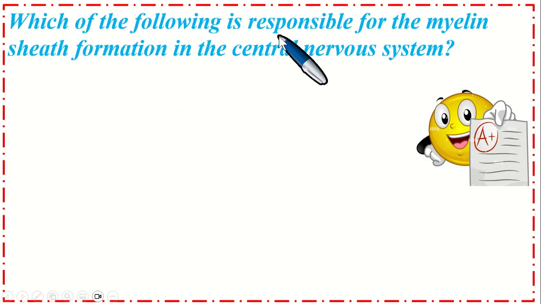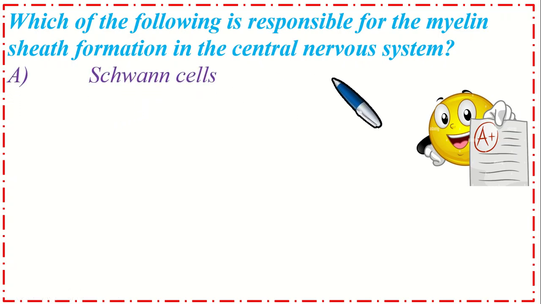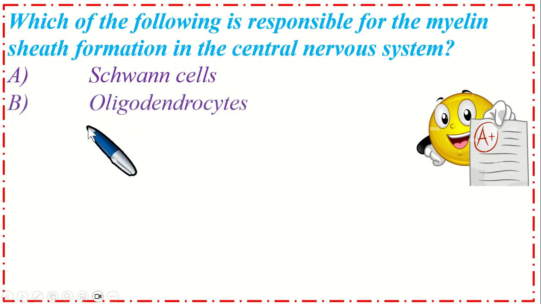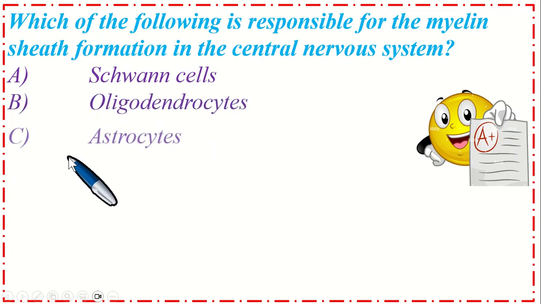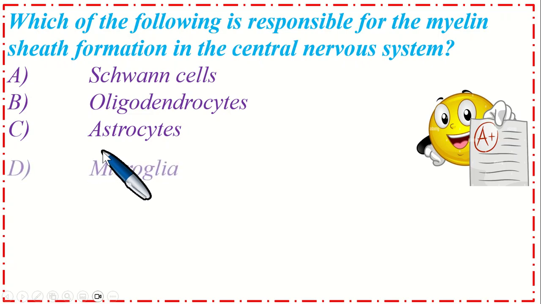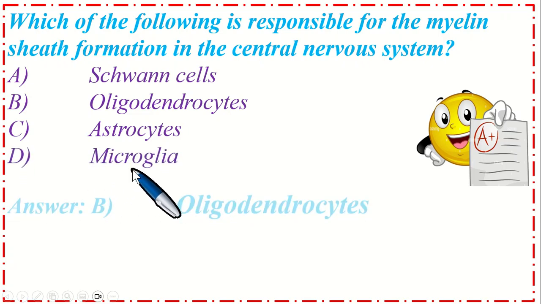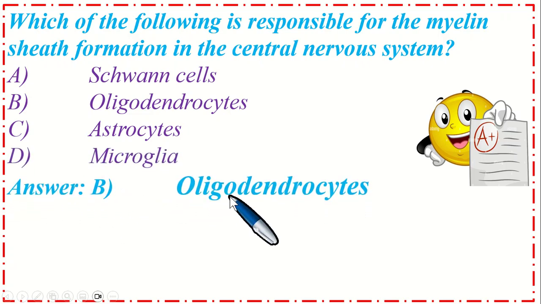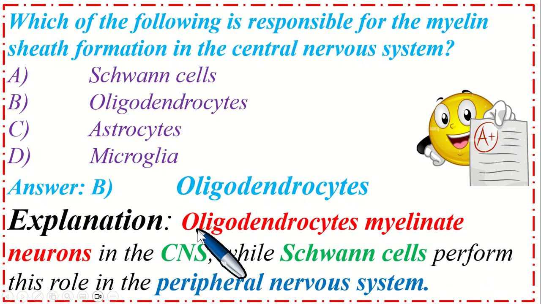Which of the following is responsible for myelin sheath formation in the central nervous system? Option A, Schwann cells, B, oligodendrocytes, C, astrocytes, and option D, microglia. So the correct option is B, oligodendrocytes. Oligodendrocytes myelinate neurons in the CNS, while Schwann cells perform this role in the peripheral nervous system.